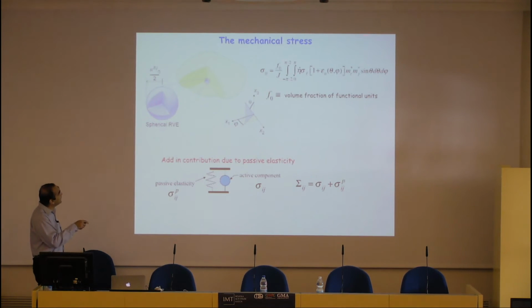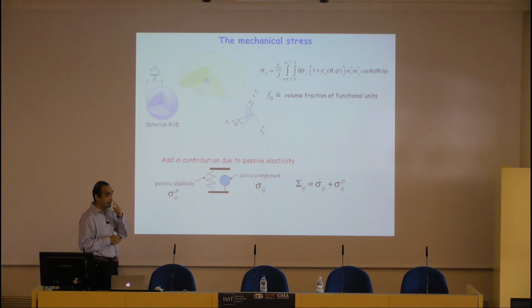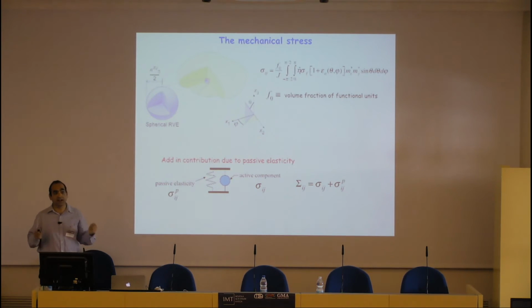You can then integrate that over the RV, over the spherical RV, and calculate what would be the stress tensor generated by those stress fibers. And that will give you the active stress that you get due to the stress fibers. There's also going to be some passive contribution.